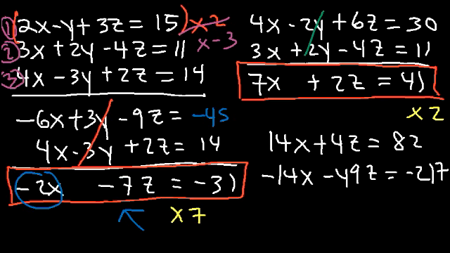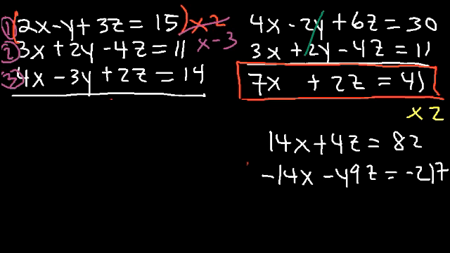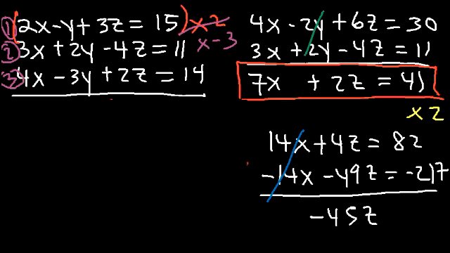Now let's clear away some space. We don't need this side right now, so let's get rid of it. And let's add these two equations. What is 14x plus negative 14x? We know that cancels. And what about 4z minus 49z? 4 minus 49 is negative 45. And what's 82 minus 217?